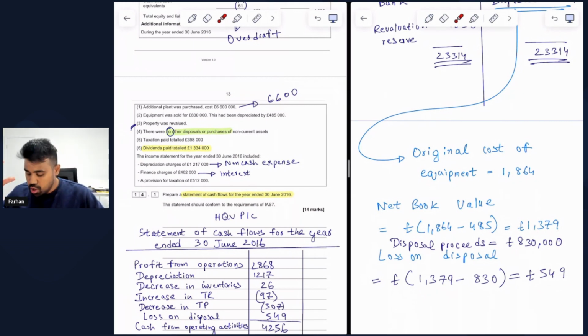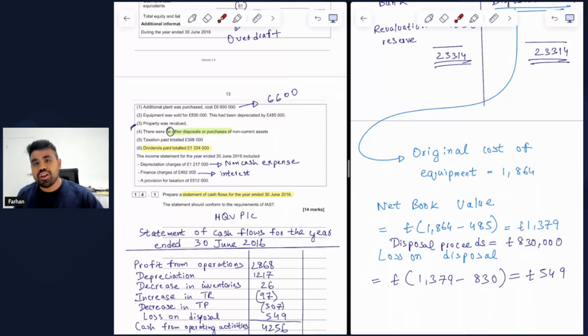Why? Because you are receiving 830 by selling the equipment as cash or money that's going into your bank account. But the fact that you have sold this for a lesser amount, you are not really having any cash involvement. The fact that you have a loss on disposal doesn't really reduce the value of your cash, but rather it increases your expense, and you could write off that expense when you prepare your income statement. So the loss on disposal of £549 in this case is a non-cash expense.